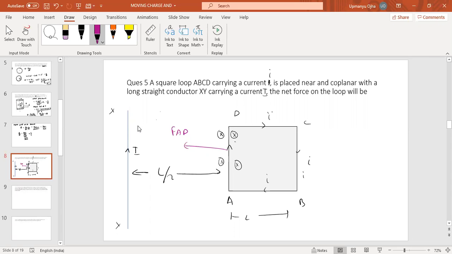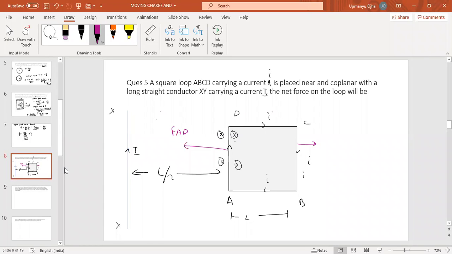Similarly, the force acting on BC. Again we do the same thing. Magnetic field is inside, current is downward. The force will be acting in which direction? Right hand side. So the force on AD will be on the left hand side, and the force on BC will be on the right hand side.